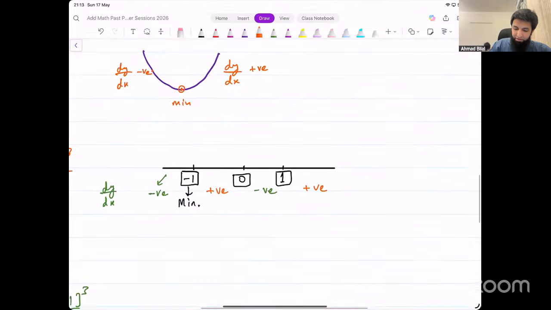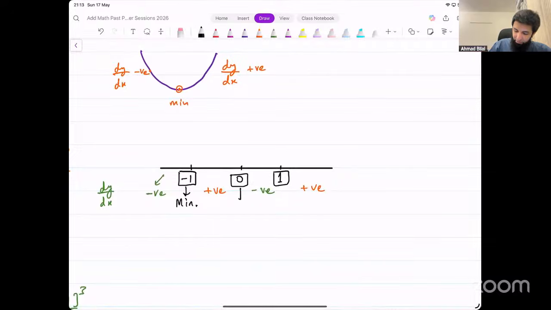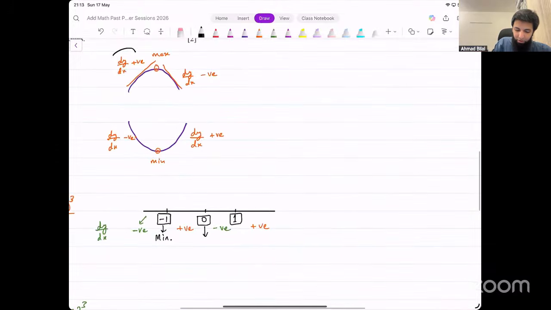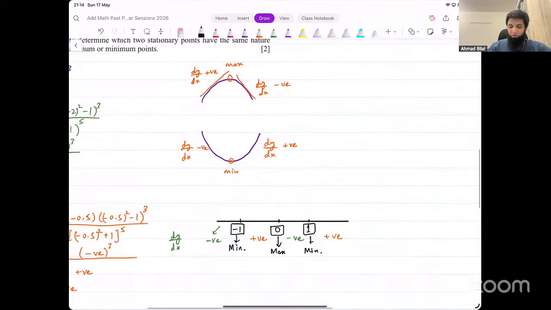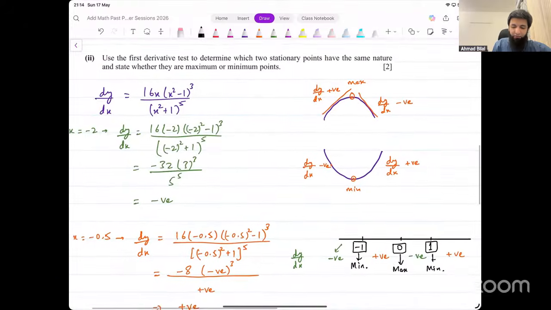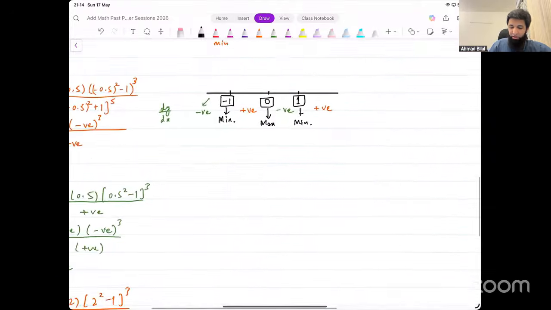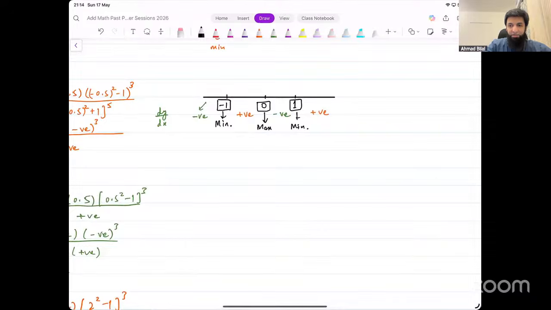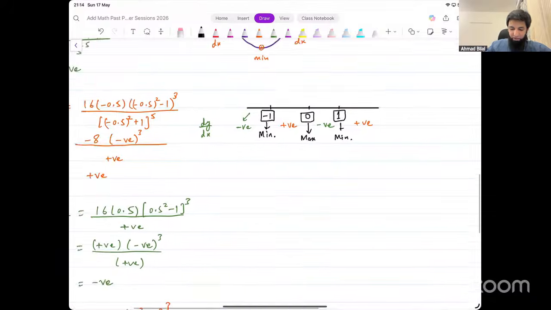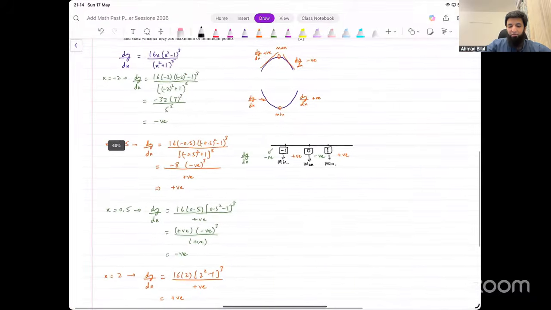So what about 0? Can we say anything about 0? It's going from a positive derivative to a negative derivative. That's a maximum point. So this is maximum. And then negative to positive, this is a minimum. So to answer that question now, whether they are maximum or minimum points and which two stationary points have the same nature, you don't have to show all of this working. This is just for understanding what you're doing.